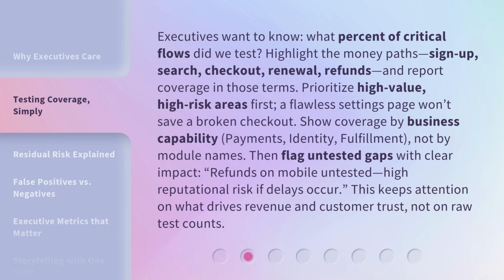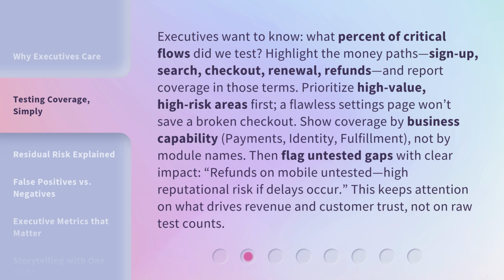Executives want to know, what % of critical flows did we test? Highlight the money paths, sign up, search, checkout, renewal, refunds, and report coverage in those terms. Prioritize high-value, high-risk areas first. A flawless settings page won't save a broken checkout.